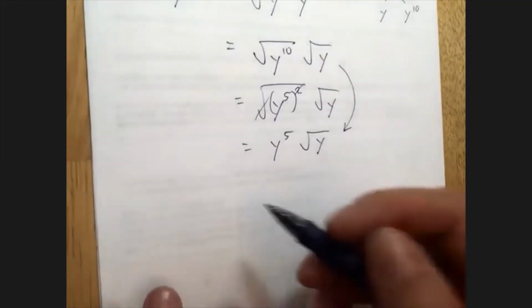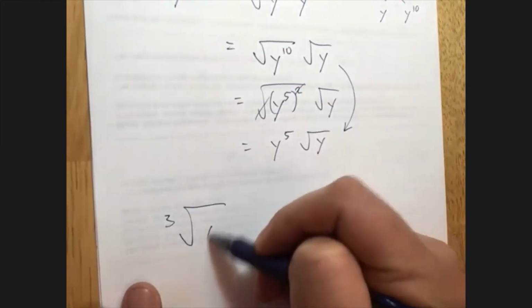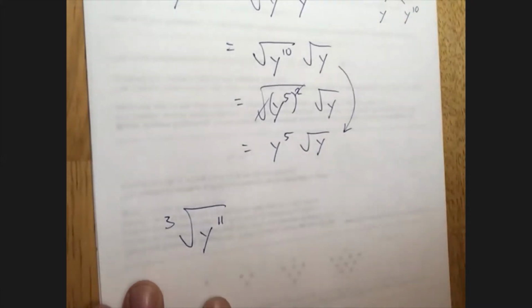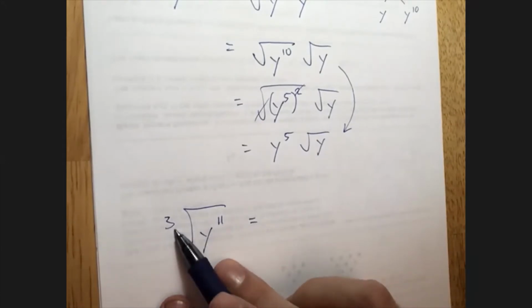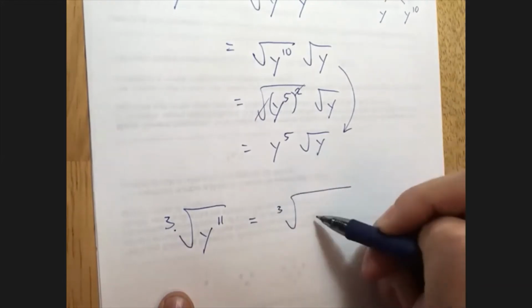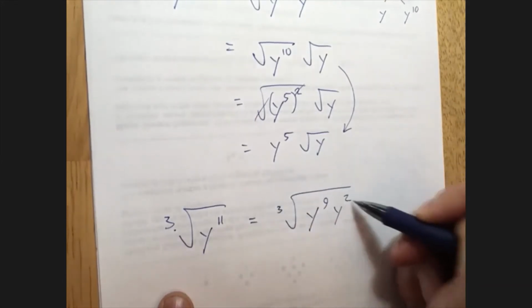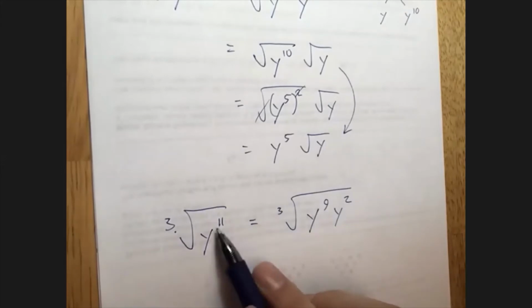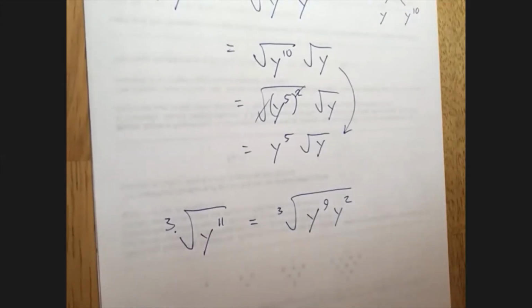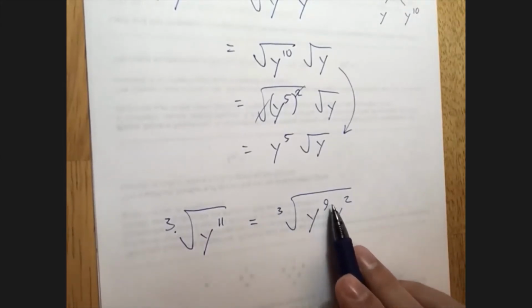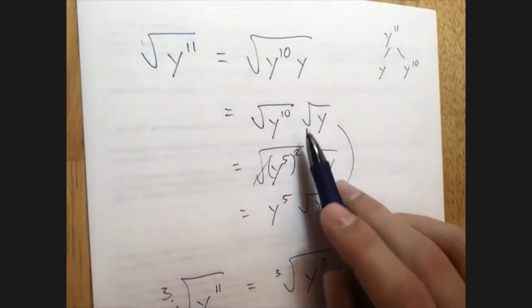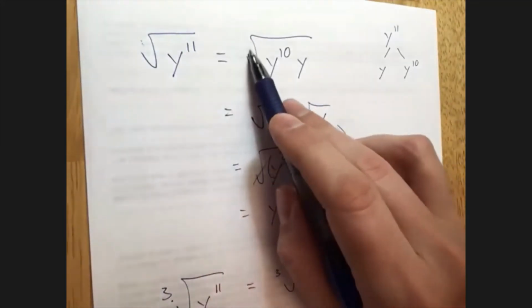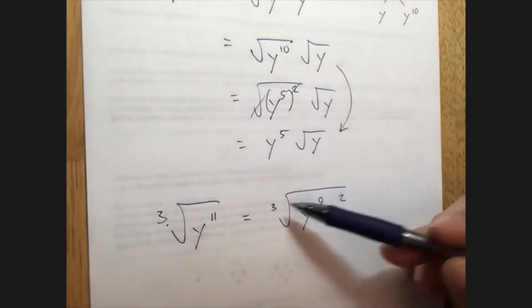What if I had the cubed root of y to the 11? Well, now I want to find a power whose exponent is divisible by 3. Well, I can write this as y to the 9 times y squared. 2 plus 9 is 11, so this works. And the reason I broke it down this way is because I want to find the largest exponent that's divisible by 3. Here I wanted to find the largest exponent divisible by 2, because the index was 2. Here I want to find the largest exponent that's divisible by 3, and that's 9.